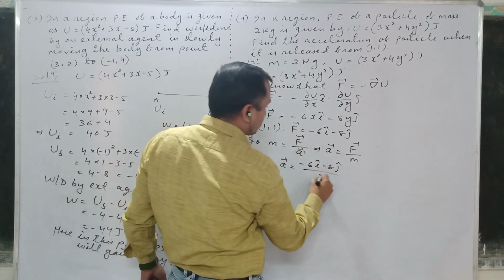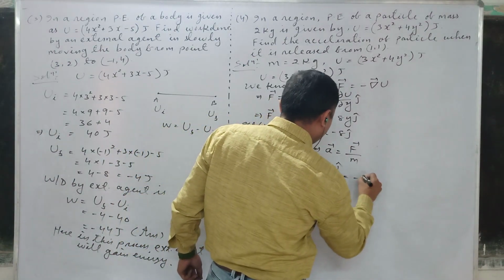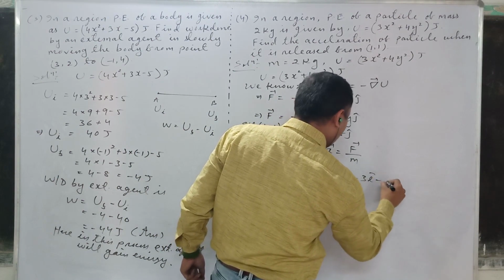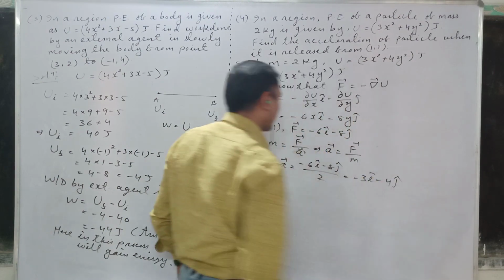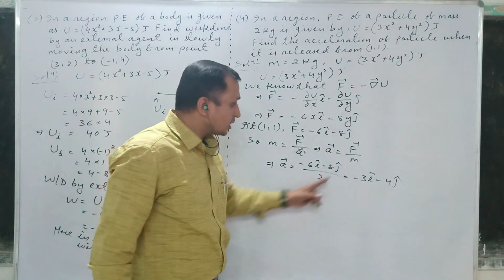Mass is given to you, that is 2. So this can be written as -3 i cap - 4 j cap. That's all. This is the acceleration we are getting in the vector form.